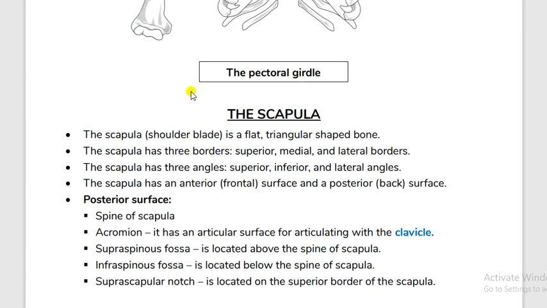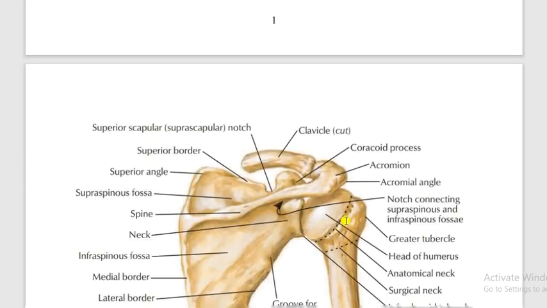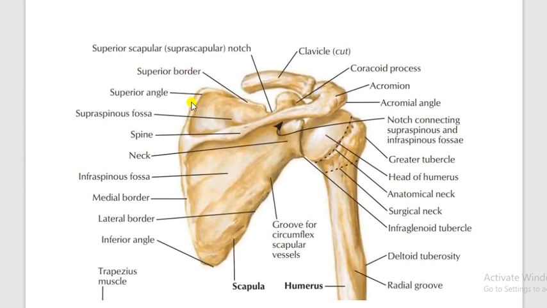And the scapula has three angles too: the superior, inferior, and lateral angles. This is the superior angle. This is the inferior angle, and then here we have the lateral angle. This is the lateral angle of the scapula here.